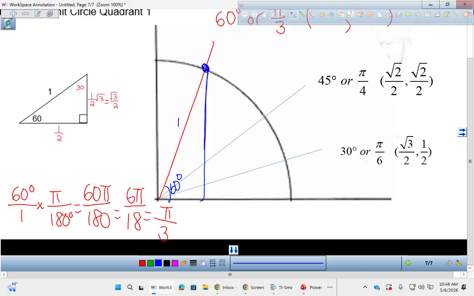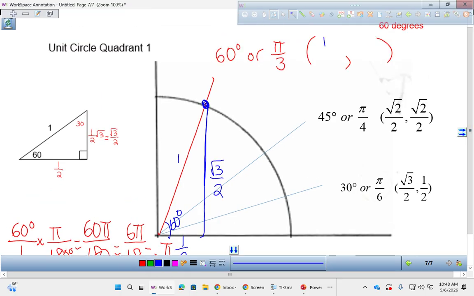This is a 30, 60, 90 triangle. The short leg is half of the hypotenuse, but the short leg isn't this one. You can see that leg's a lot longer than this leg. The short leg is half of the hypotenuse. The long leg is 1/2 times root 3, which we said is root 3 over 2. So the x value is 1/2, and the y value is root 3 over 2.